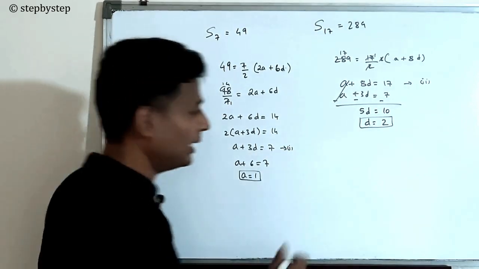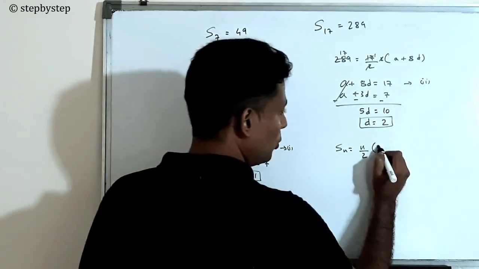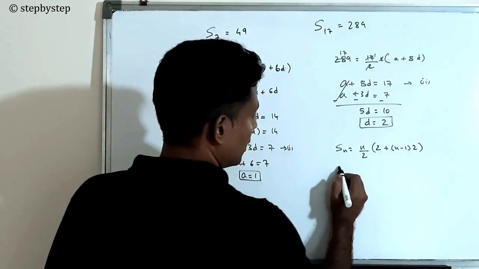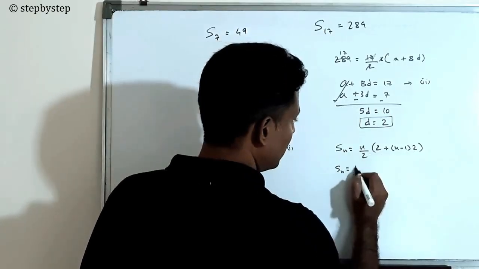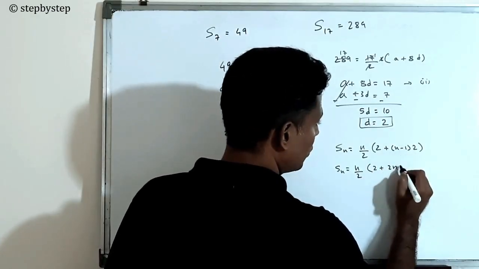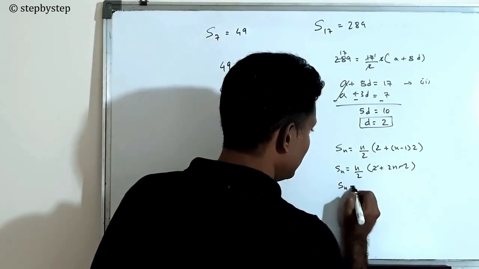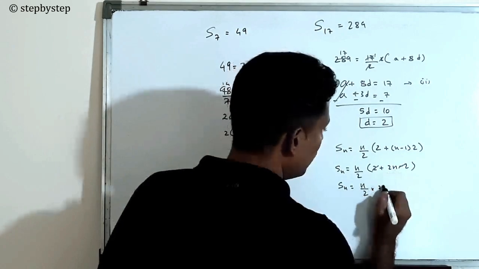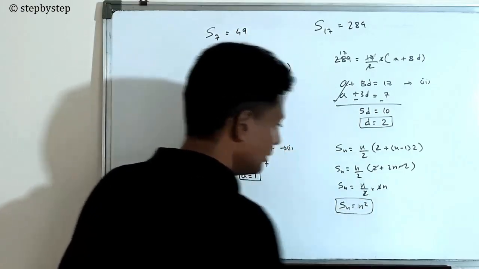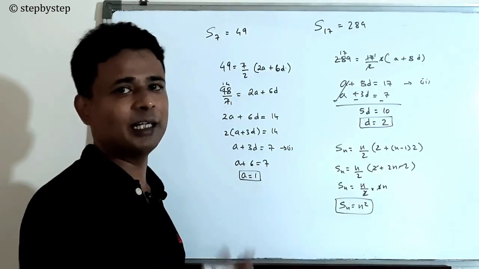Now they have asked us to find S of n. So S of n equal to n by 2 into (2A, that is 2 into 1, 2, plus (n minus 1) into D, that is 2). Now if you observe, I can take 2 common from here, or we will do it slowly: 2 plus 2n minus 2. Plus 2 minus 2 cancels, so I get S of n equal to n by 2 into 2n. So 2 and 2 cancel, so S of n equal to n square. So the formula for S of n for this problem will be n square. You can directly use that formula and find any sum.